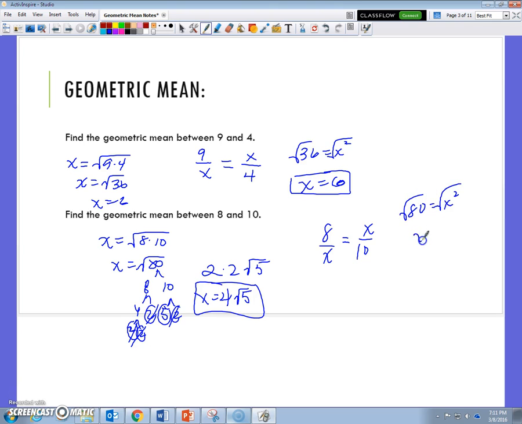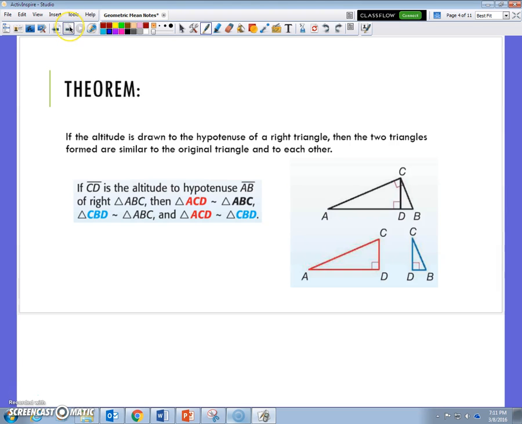So however you want to think of it, it's important to know where this stuff comes from, which we decided is now 4 root 5. But you can generalize it this way, or you can set up your ratio to find the geometric mean, as long as you understand where it's coming from. That's the important part. Our first theorem here is the big one.